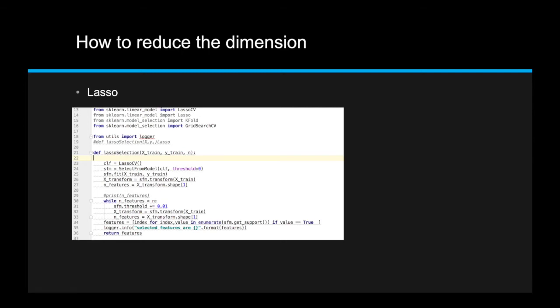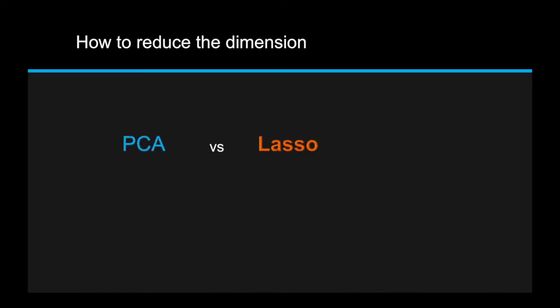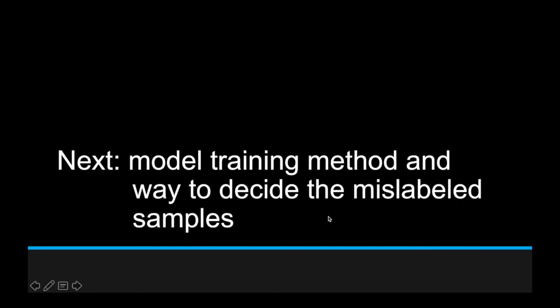Moreover, lasso helps to increase the model interpretability by eliminating irrelevant variables that are not associated with the response variable. In this way, overfitting is also reduced. So, in a word, lasso wins. So we choose lasso to reduce our dimension. Next, my friend is going to introduce our model training method and the way to decide mislabeled samples.